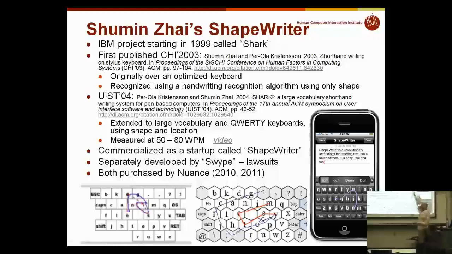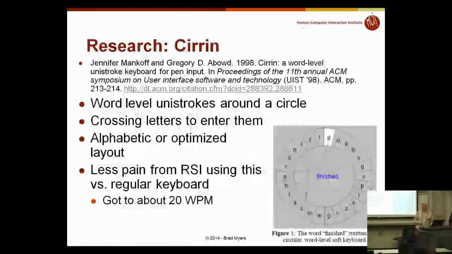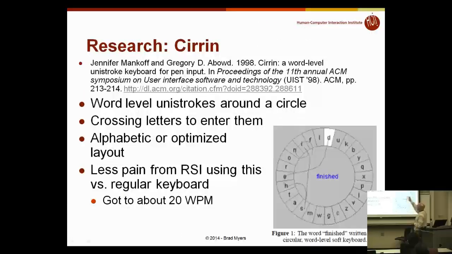So it originally came out of an academic researcher working at IBM, improved through the years with a variety of algorithms. And there's a bunch of other research systems. Cirrin was done by our colleague upstairs, Jennifer Mankoff, and she did it because she had RSI, and it was hard to use a keyboard, and so she wanted to just swoop around, and so she made the circle thing. So this is finished, F-I-N-I-S-H-E-D, right? So you could just pass over letters, and as you passed over them, it would type them. She got to about 20 words per minute.